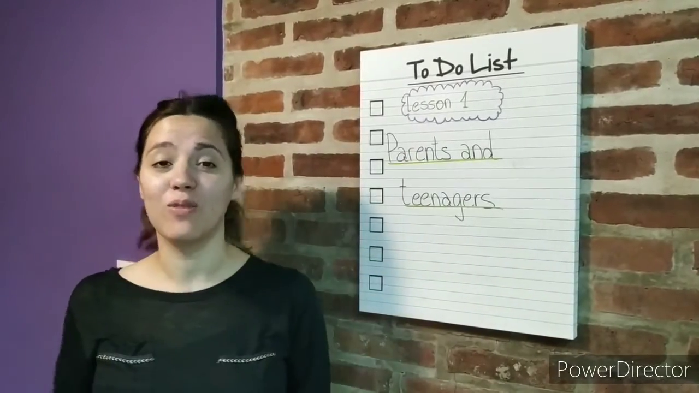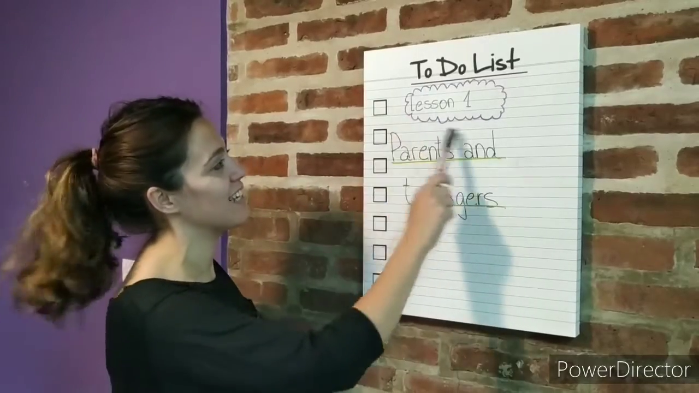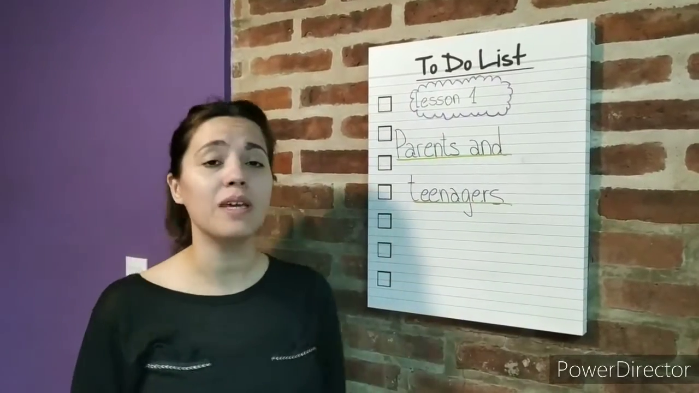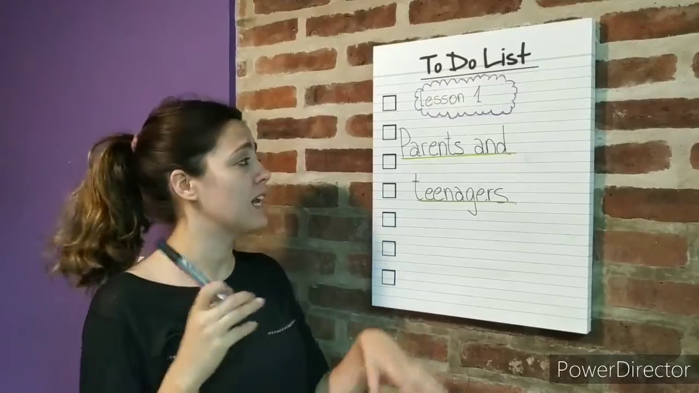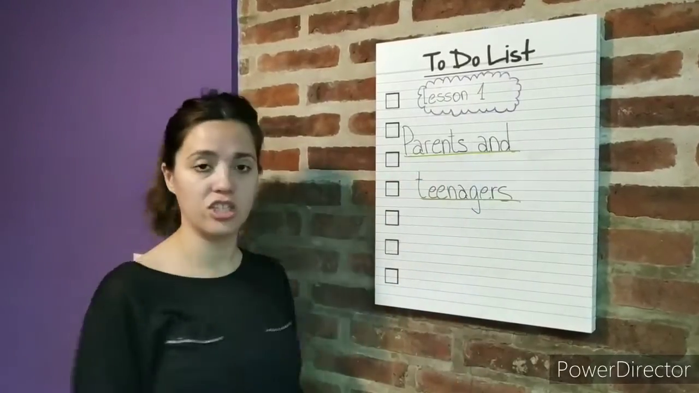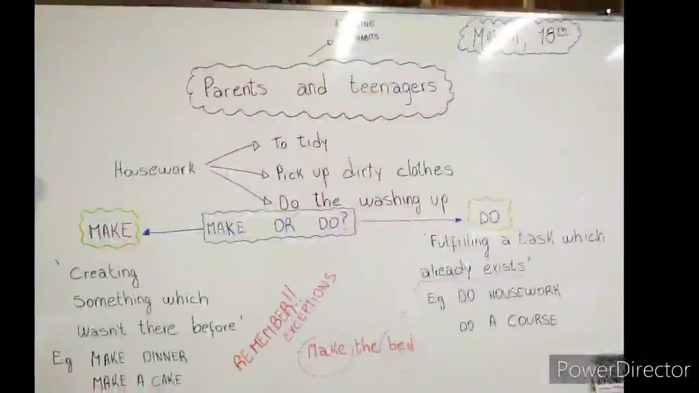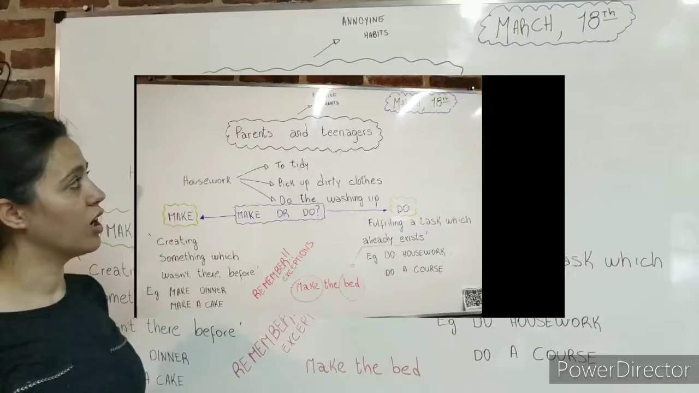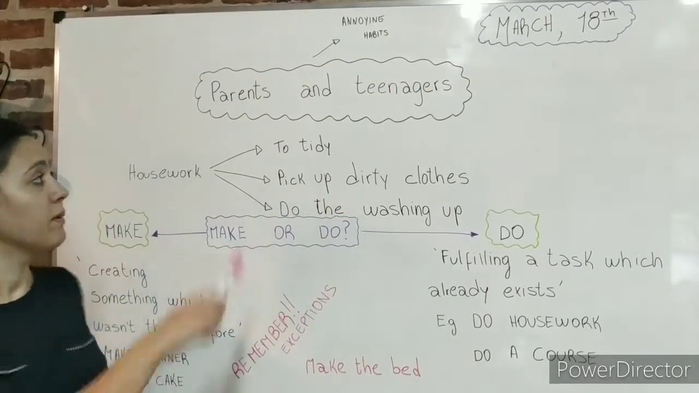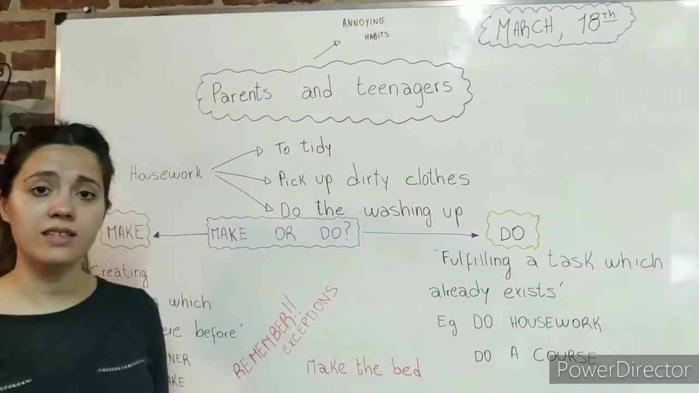Today we are going to have our first lesson. That's why it says lesson 1. And it's going to be about vocabulary related to parents and teenagers. So, let's see what do we have today. Okay, so here we have parents and teenagers, yes?